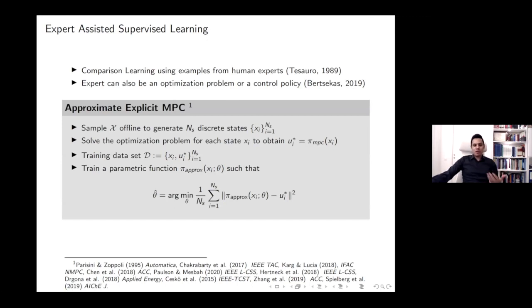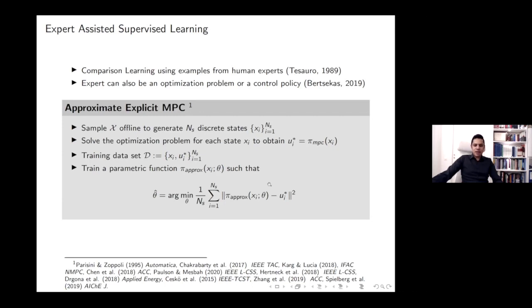The general framework of this approximate MPC is as follows: you sample the state space to generate several discrete realizations of your states, x_i, let's say, and you solve the optimization problem offline for each of these state realizations in order to obtain the corresponding optimal input. Thereby, you get this MPC policy. Now you have a training data set that is given by these states and their corresponding control inputs. And using this training data set, we want to train a parametric function that is parameterized by some parameters theta.